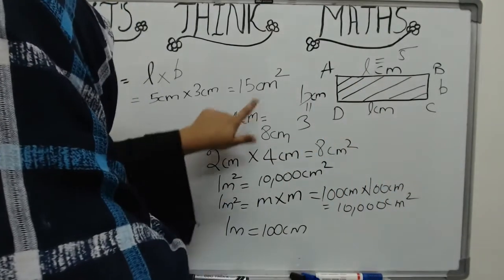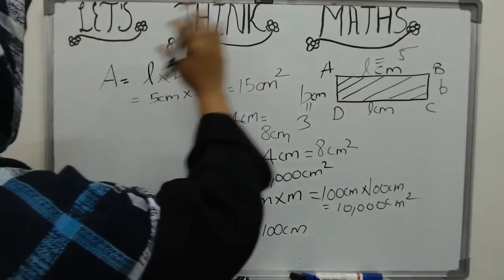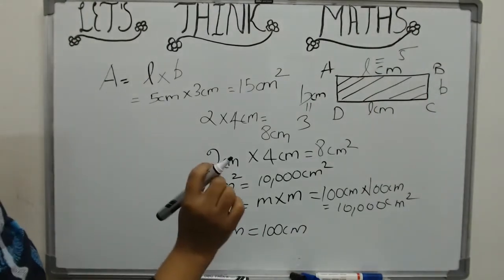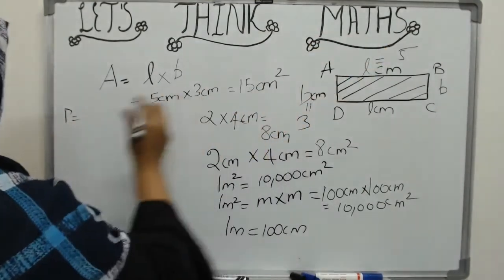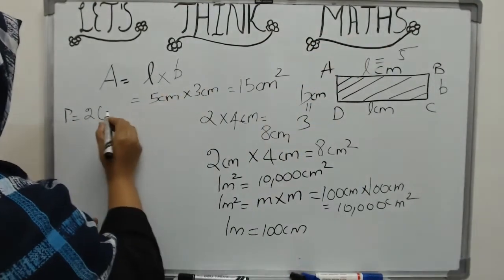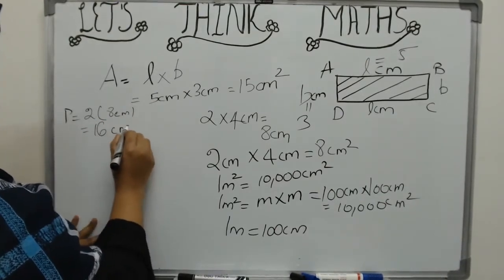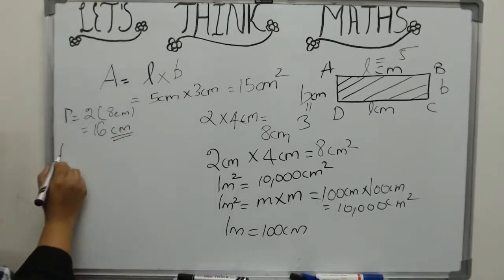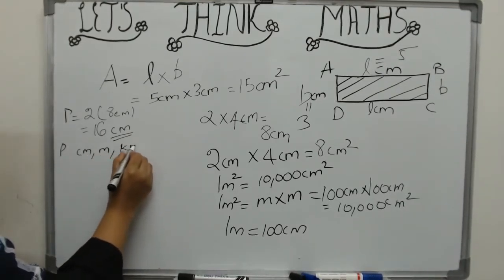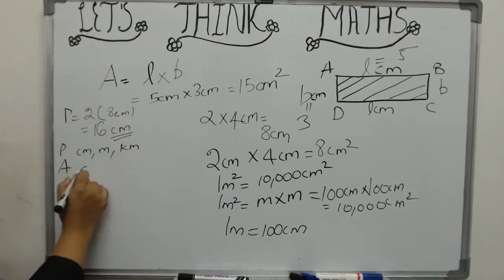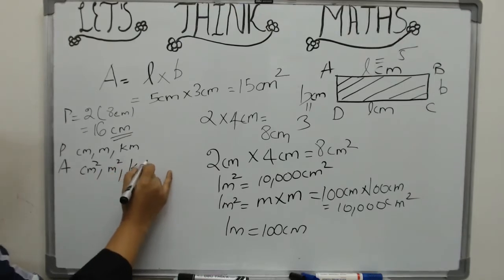Now this unit here is again an important difference between area and perimeter. What is perimeter measured in? Perimeter is always measured in units. The same example, perimeter is 2 into L plus B, which is 2 into 5 plus 3, which is 2 into 8, and the answer is 16 centimeter here. So perimeter is always measured in units like centimeter, meter, kilometer, etc. And area is always measured in square units: centimeter square, meter square, kilometer square, and so on.